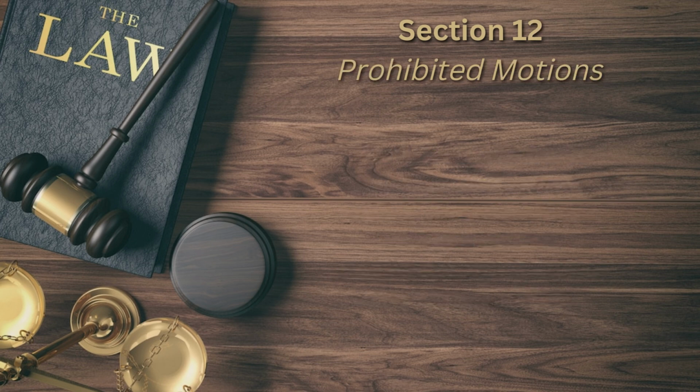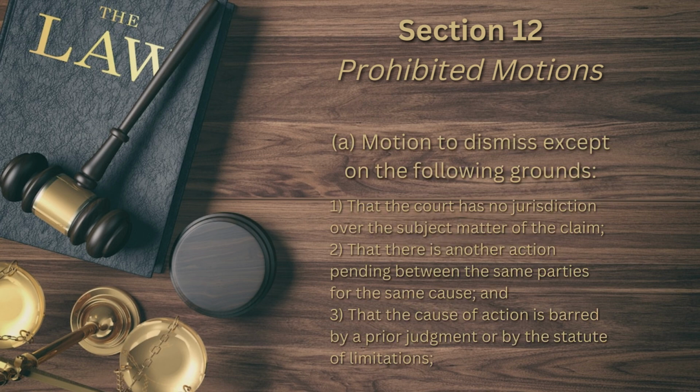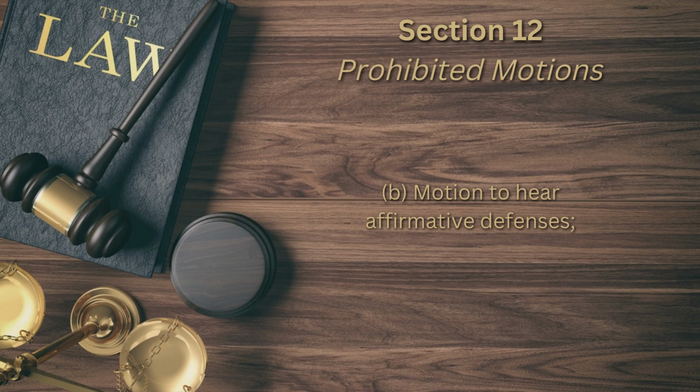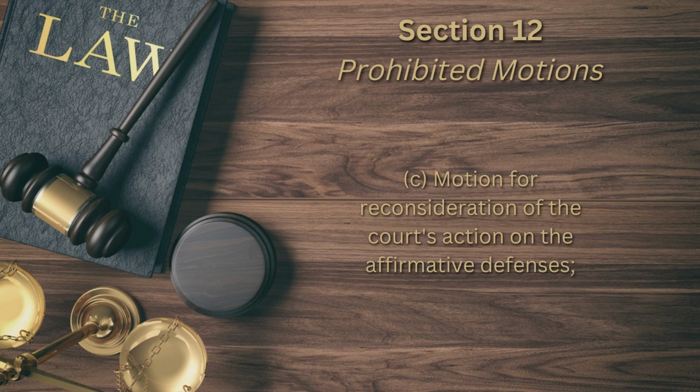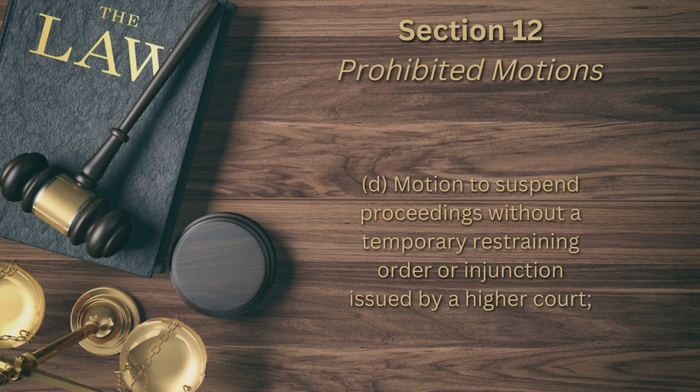Section 12. Prohibited motions. The following motions shall not be allowed. Motion to dismiss except on the following grounds. Number 1. That the court has no jurisdiction over the subject matter of the claim. Number 2. That there is another action pending between the same parties for the same cause. And number 3. That the cause of action is barred by a prior judgment or by the statute of limitations. Motion to hear affirmative defenses. Motion for reconsideration of the court's action on the affirmative defenses. Motion to suspend proceedings without the temporary restraining order or injunction issued by a higher court.